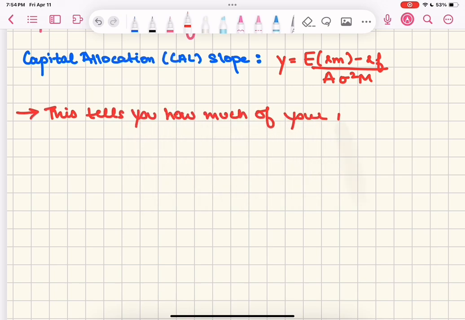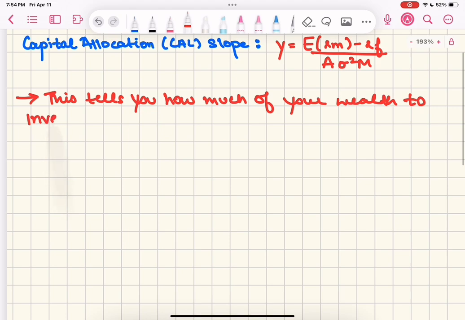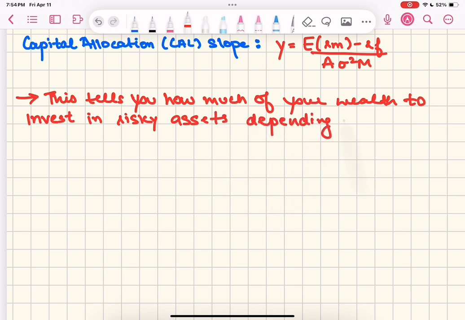So this actually tells us the best way to split our money between a risky portfolio and a risk-free asset. So basically, this formula helps you figure out how aggressive or conservative your investment mix should be.